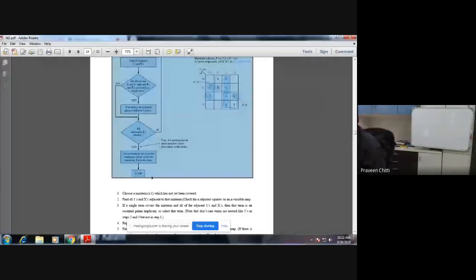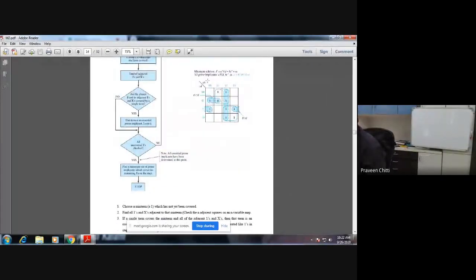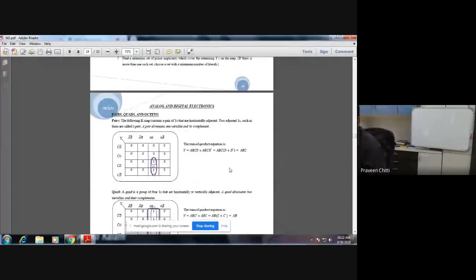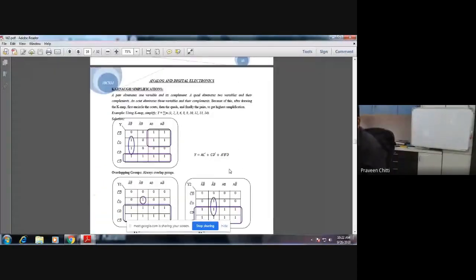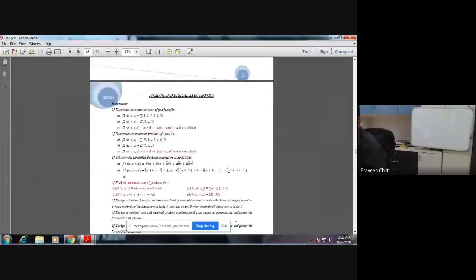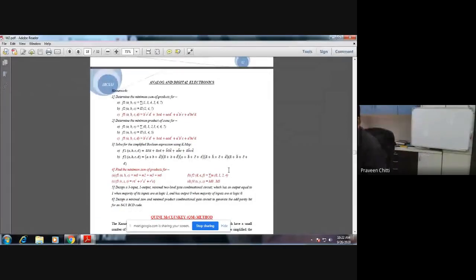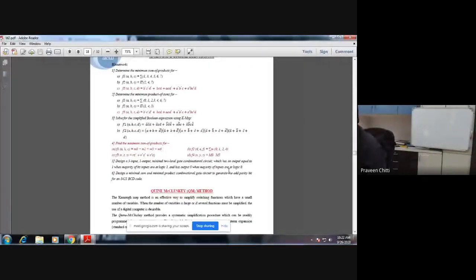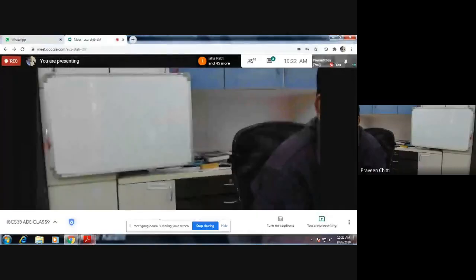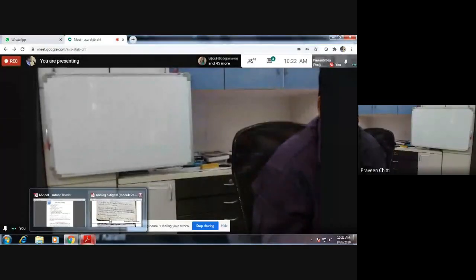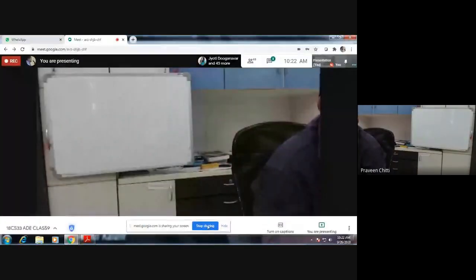One example is shown here to differentiate between the minimal solution, the prime implicants, and the essential prime implicants. The pairs, quads, octets, everything I have already covered. Here also there are a few examples you can see. Any doubts? If you have any doubts, you can ask me. I hope all of you have understood the concept of K-map.